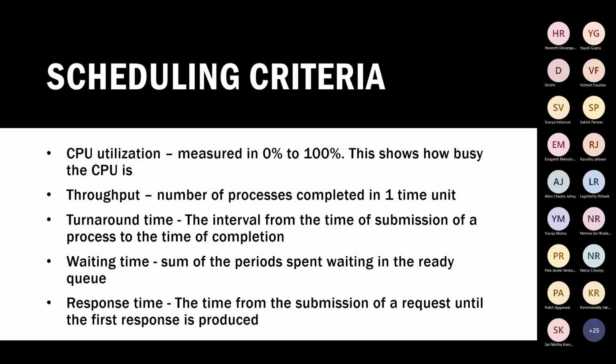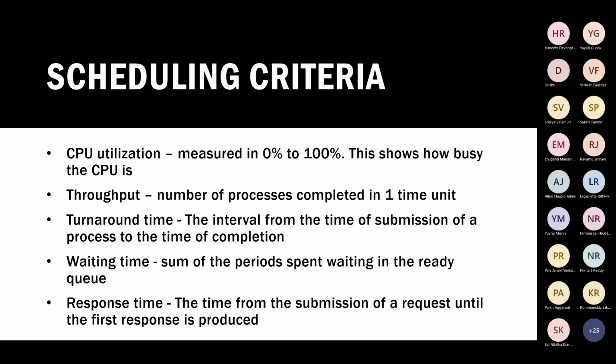Now there are several scheduling criteria in CPU scheduling with which we usually measure how we want to schedule the algorithms. The first criterion is CPU utilization, and this is measured from 0% utilization of the CPU to 100% utilization of the CPU. This basically shows how busy the CPU is. Usually when you have a low load CPU, it would be around 40%, and if you have a high load CPU, it would be around 90%.